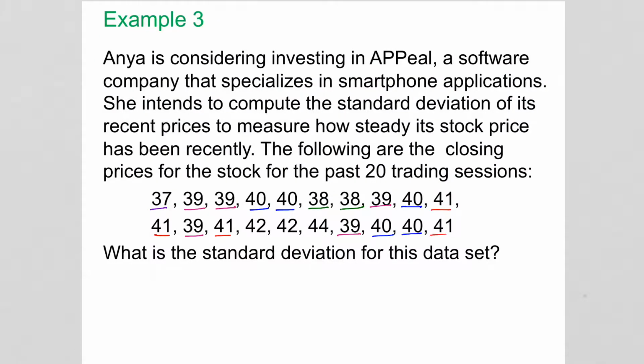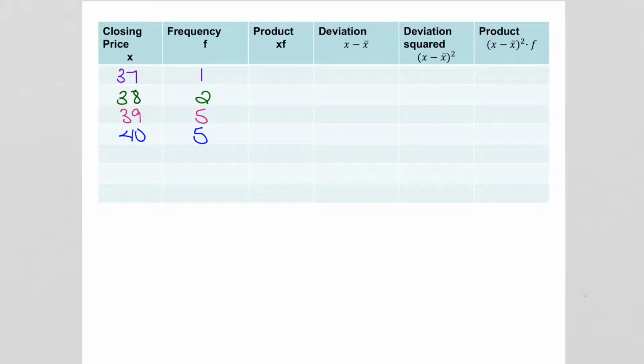41 is listed 4 times. Then 42 is listed twice. There wasn't a 43 at all. And 44 is listed once. Okay, so if we've got a frequency like this, then the next step is to find the product of our data value times the frequency.